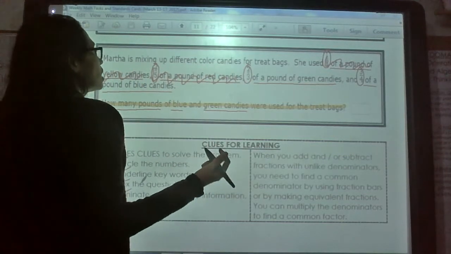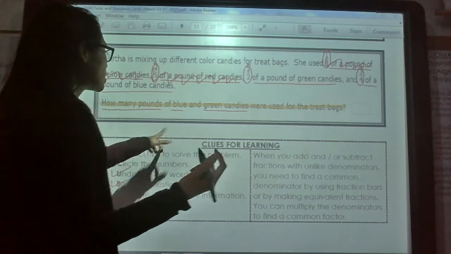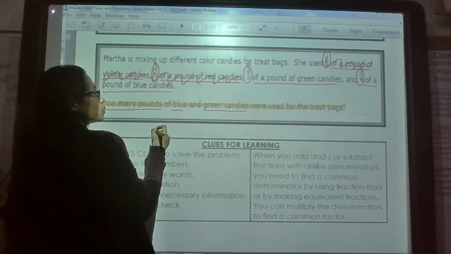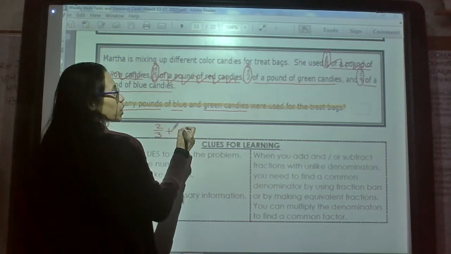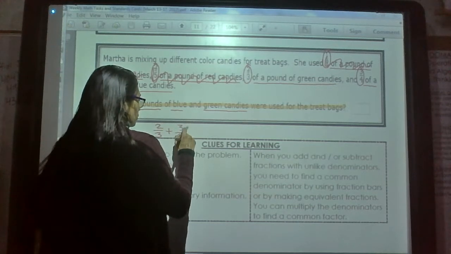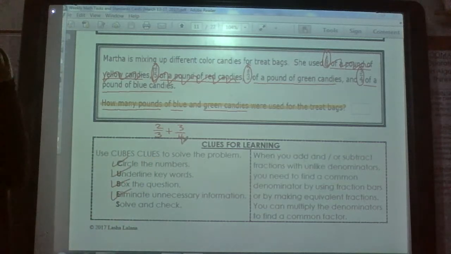Where can I write it down? Will you see it if I put it right here? Okay. What's that? 2/3 plus what? 3/4. Okay, make sure you write it in your journal.